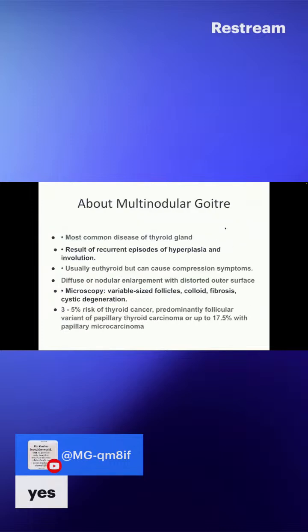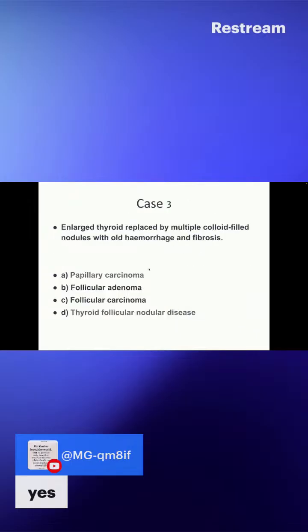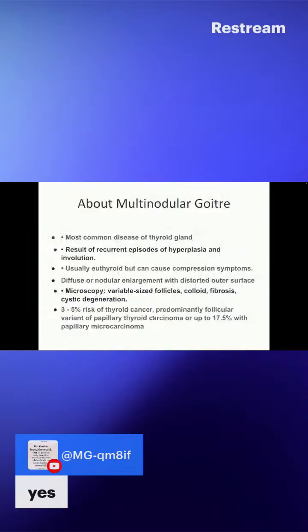This is the multinodular goiter, which is the most common disease of the thyroid gland. And it has multiple names. The new name is thyroid follicular nodular disease. The more clinical name is multinodular goiter, which means the same thing. What happens is there are recurrent episodes of hyperplasia and involution.